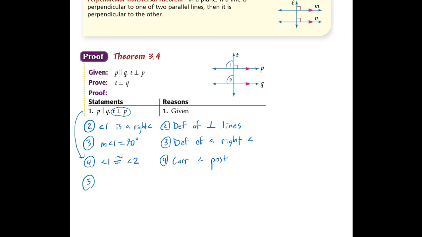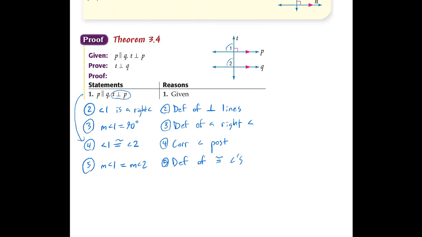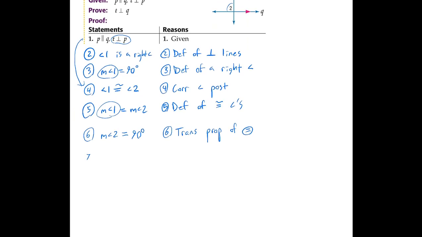Okay, so step 5 then, I'm going to go ahead and go to algebra. I'm going to say measure of angle 1 equals measure of angle 2. That's the definition of congruent angles. Okay, well now I can use transitivity. If 2 is the same as 1 and 90 is the same as 1, well then I could just say that the measure of angle 2 is equal to 90 degrees. Again, that could be substitution, but I think more clearly that's the transitive property of equality. The real reason I'm practicing it is we use it a lot in congruence, and so I want you to get comfortable with it.